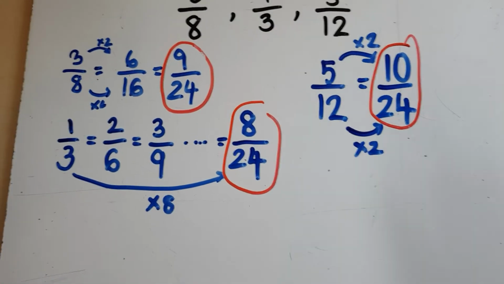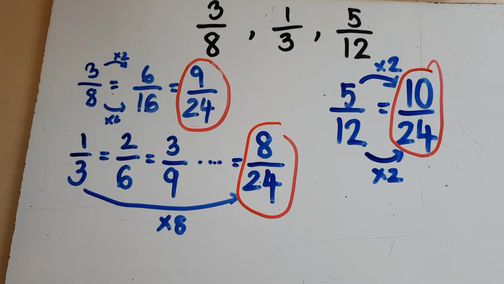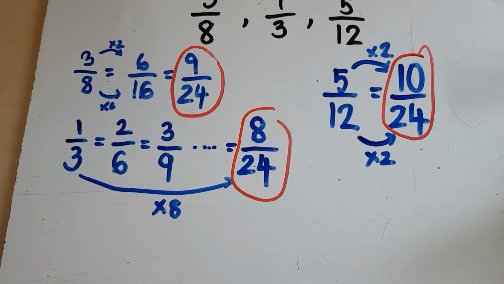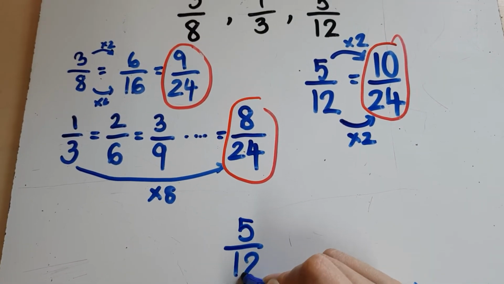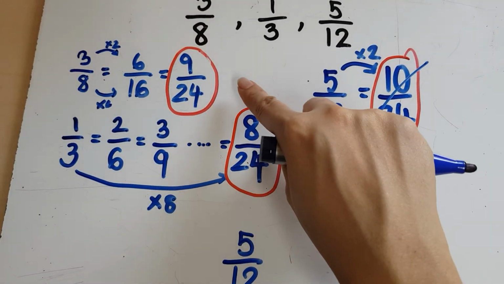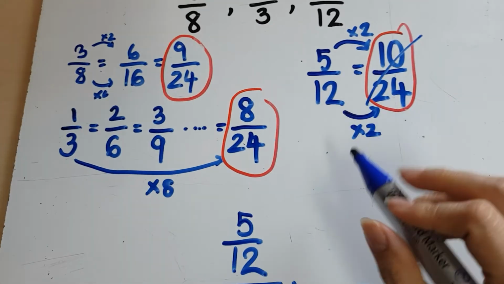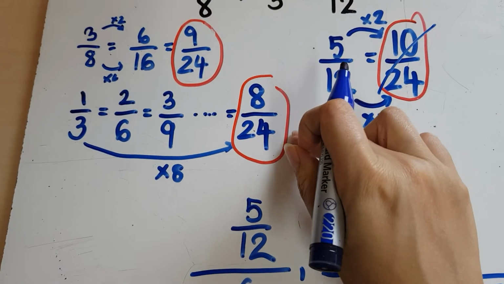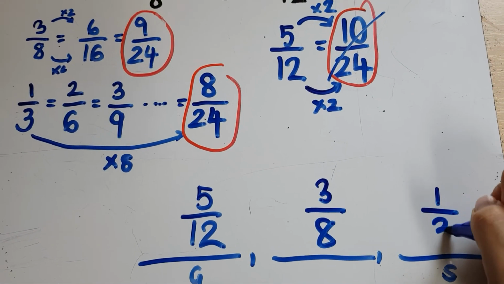Now it's obvious which one is the greatest fraction. 10/24 is the greatest among these, so 5/12 is the greatest. So let me write that down. 5/12. Okay, so this one's done. Next biggest would be 9/24, which is 3 eighths. I'm going to write 3 eighths there. And the smallest would be 8/24, which is 1/3. So I'm going to write 1/3 there.